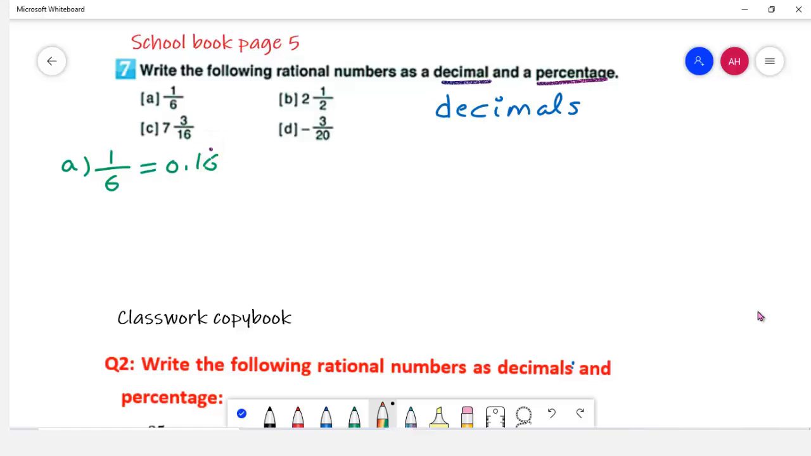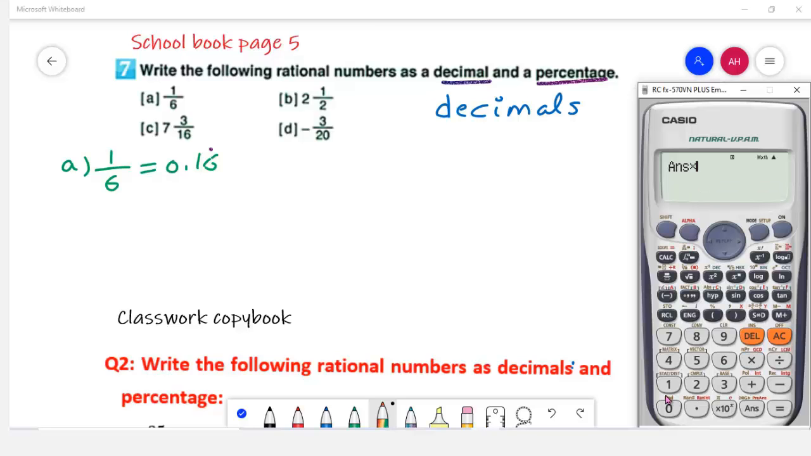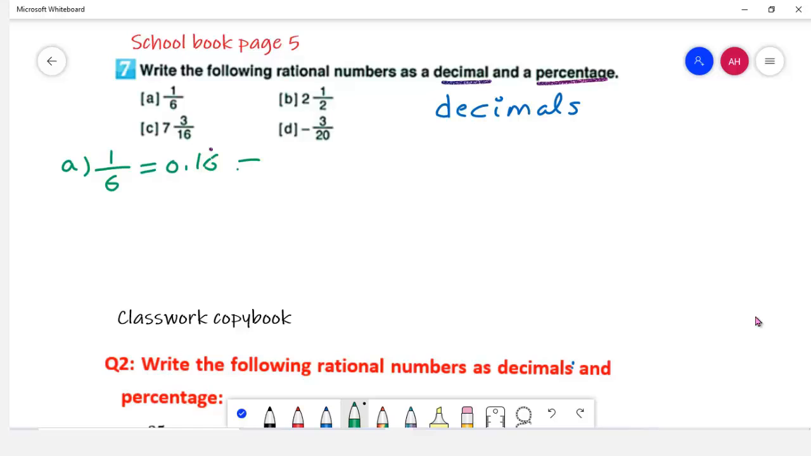What about if I want it in the form of a percentage? Simply multiply your answer times 100. Change it to a decimal, so it's equal to 16.6, and this 6 is repeated, percent. Let's go now to number B.